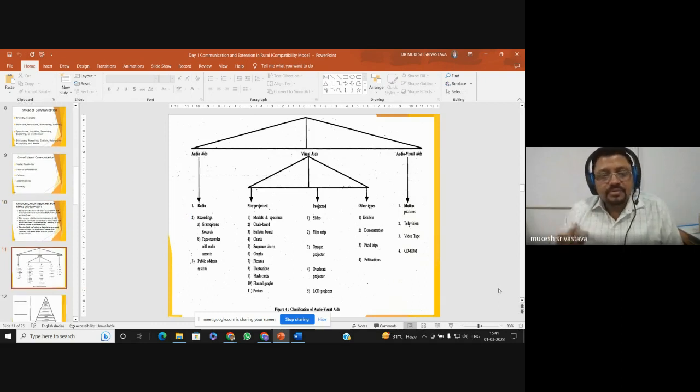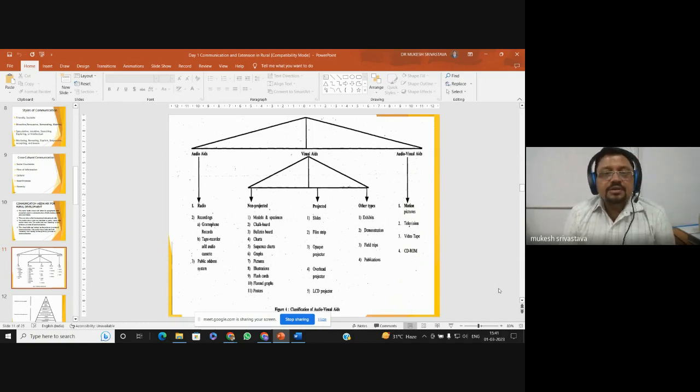Now see the next slide, where you can see the different kinds of aids available. First, in the left corner, you can see the audio aids. These audio aids are radio and different kinds of recordings. The recordings can be played on gramophones, tape recorders and audio cassettes. In the older days we used audio cassettes, then CD players came in the market, and we use those CD players. And there is also the public address system.